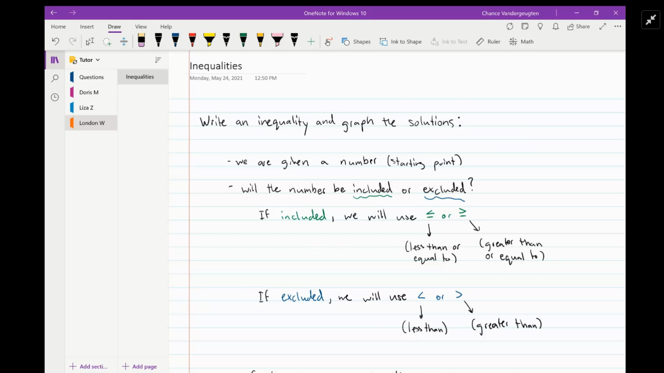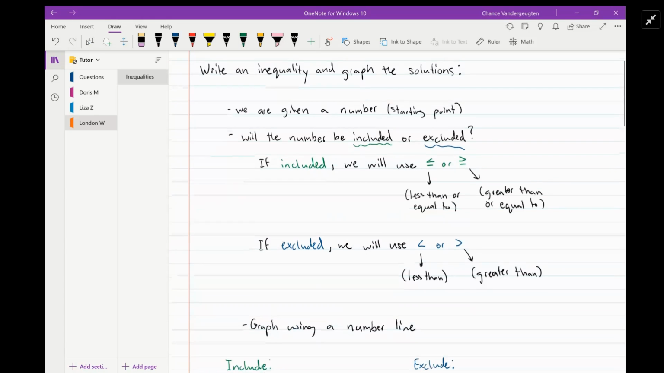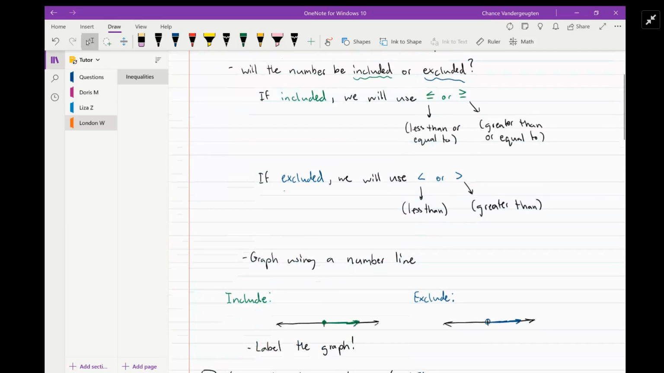Next, based on the question, we have to decide whether the number is going to be included or excluded from the inequality. If it's included, we're going to be using these two symbols in the green here, less than or equal to, or greater than or equal to, and we're going to be determining the less than or greater than based on the question. Now, if we decide that we're not going to include the number, the starting point within the interval, we will just be using these signs here in the blue, which is just less than or greater than.